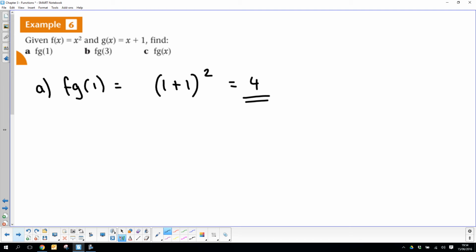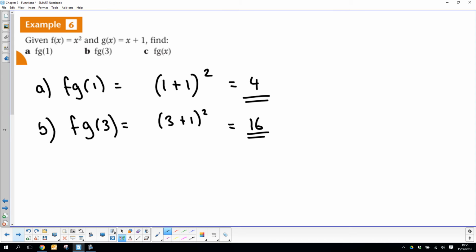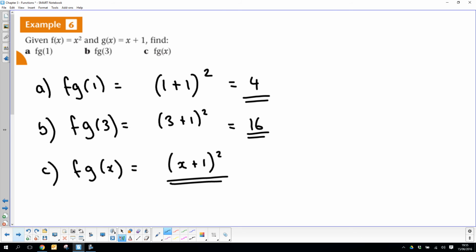Now fg of 3, we do exactly the same thing, but this time with 3. So this time it's going to be 3 plus 1, that's g of x, and then we take our result, which is 4, and put that in to f of x. So that's going to be 3 plus 1 all squared, so that will be 16. And actually we can write this as a composite function itself. So we'll say fg of x is x plus 1, and then of course all squared. That would just be the composite function all by itself.